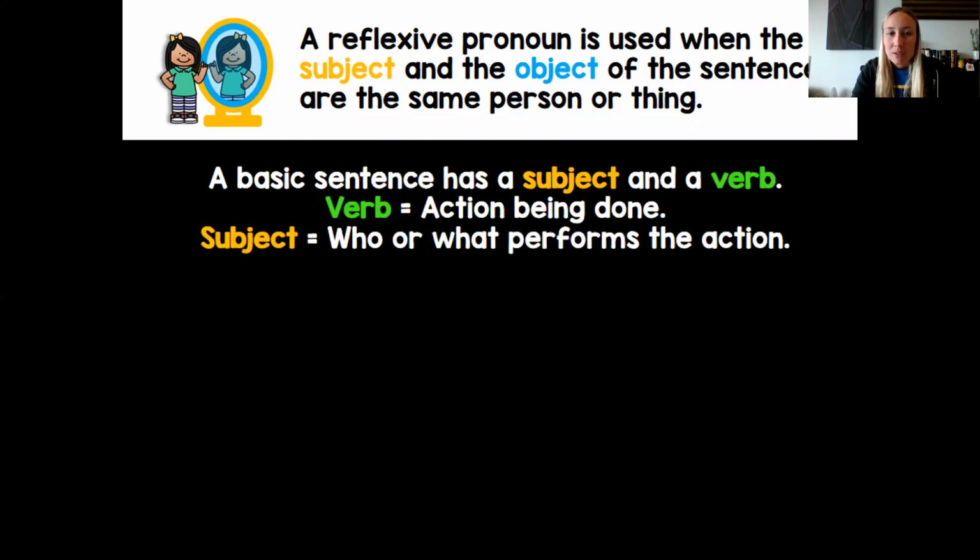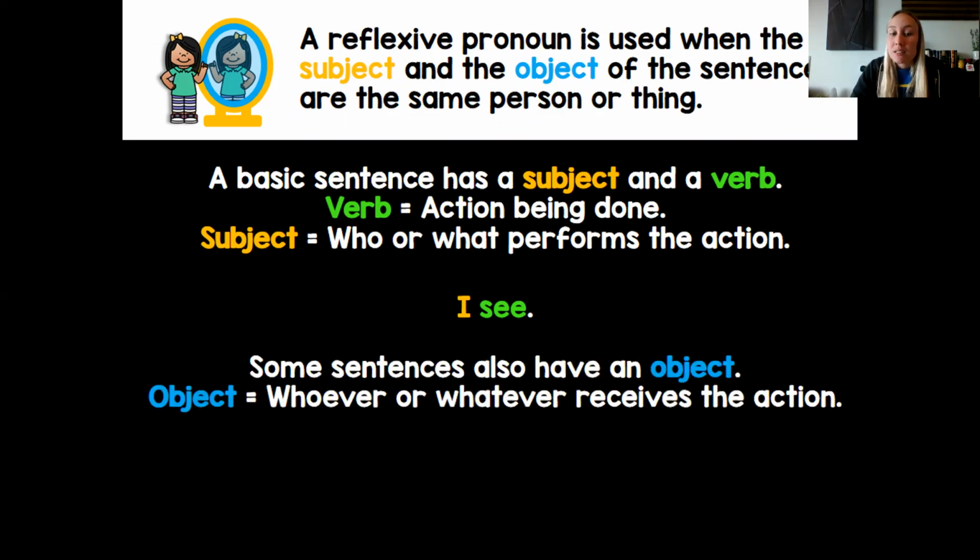Let's break this down a little bit, okay? Every sentence has to have a subject and a verb. The verb is the action, what's being done. The subject is the who or the what, who is doing that action. Okay, so every sentence has to have those two things. Like this sentence, I see. It's just two words, but it's a complete sentence because we have our subject, I, and we have our verb, see.